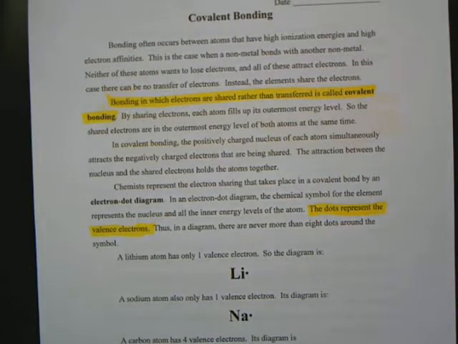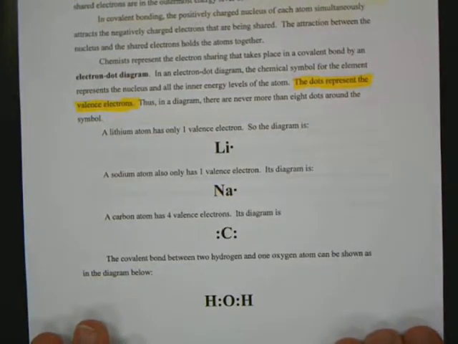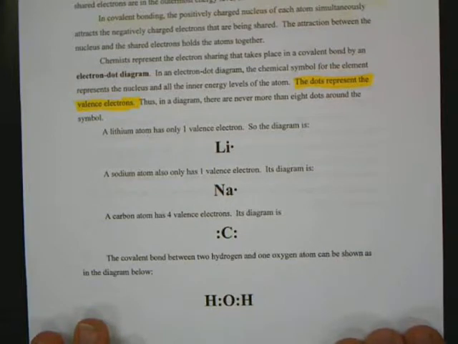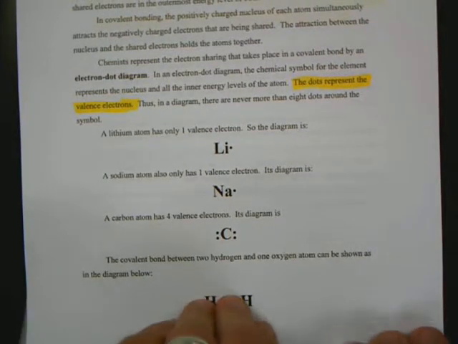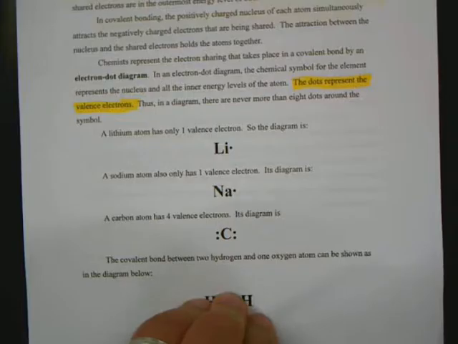All right. First off, it says bonding, in which electrons are shared rather than transferred, is called covalent bonding. That's important. Further down the page, the dots represent the valence electrons. That's important. Got those two? Yes, sir. All right. Yes, ma'am.